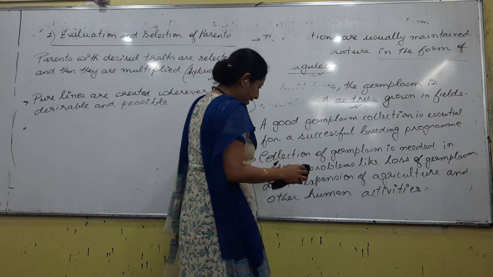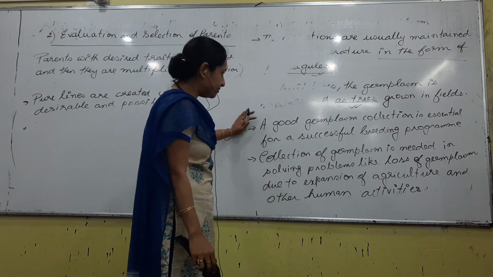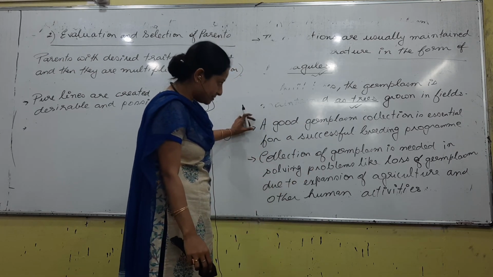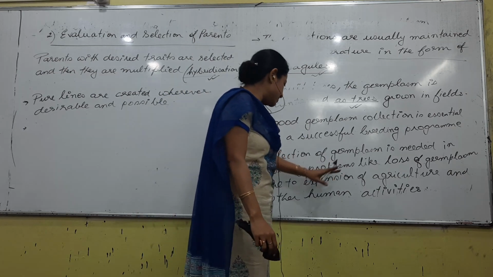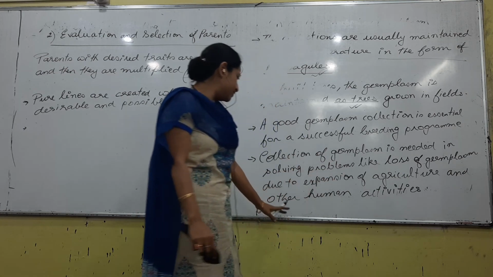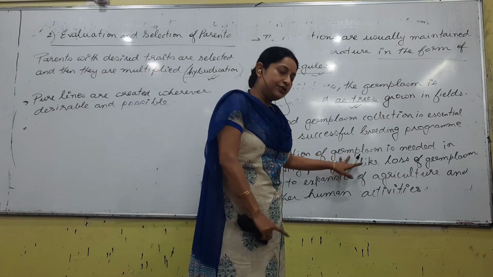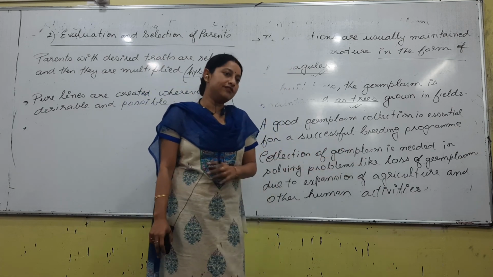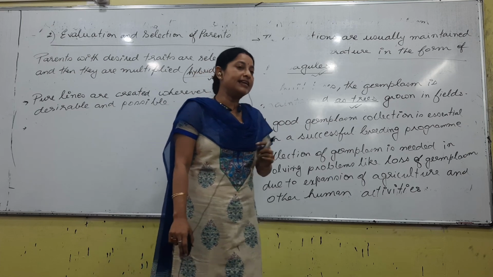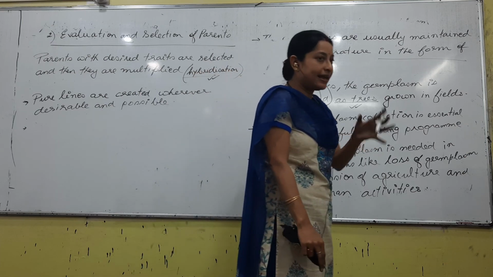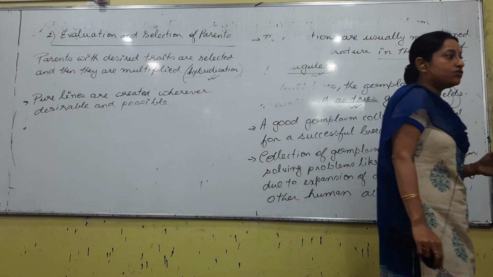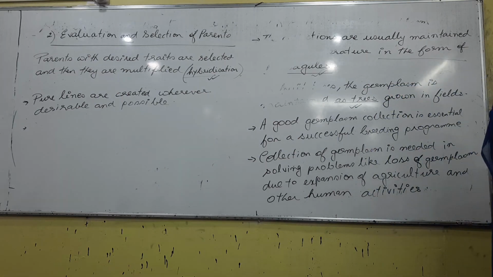Collection of germplasm is needed for solving problems like loss of germplasm due to expansion. So in plant breeding, what is the first step we did? Collection of germplasm. What does germplasm mean? The genes, the genes of that plant, which you collect from different places. Why should we collect, when it already exists?